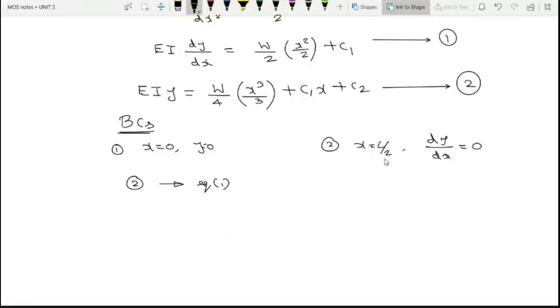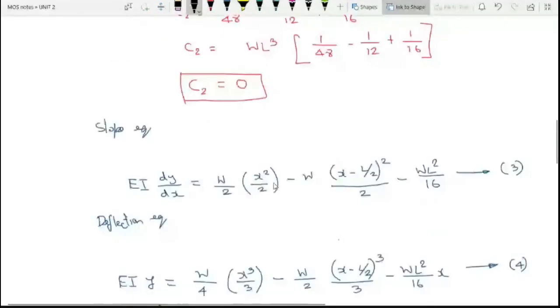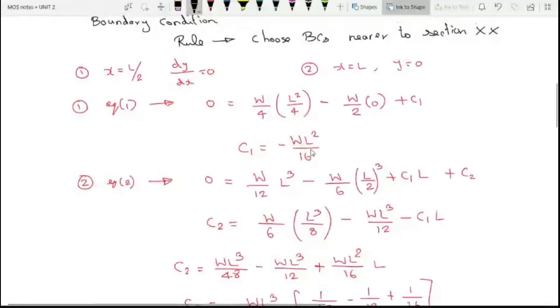So when x is equal to L by 2, dy by dx is 0. So 0 is equal to W by 4 L square. When I multiply, you will get again L square by 4 plus C1. So we'll get C1 is equal to minus WL square by 16. So similar to your previous method, in the previous one, the C1 we got when we took x is the same C1. So again minus WL square by 16. So same thing here also.